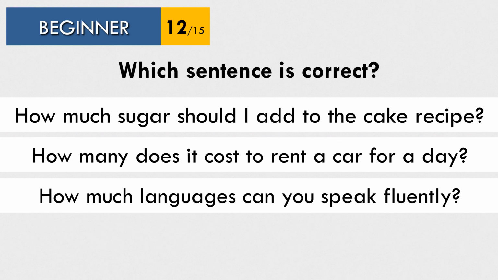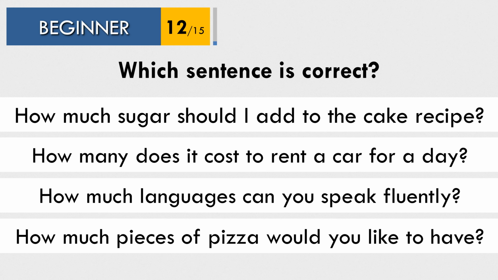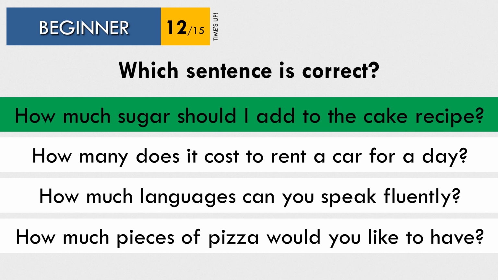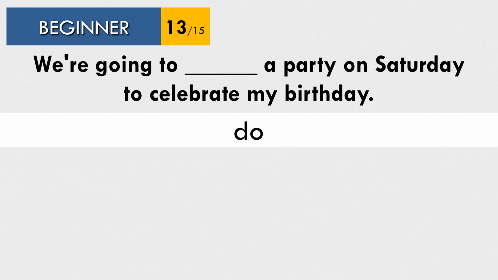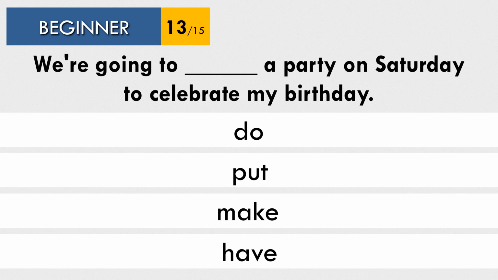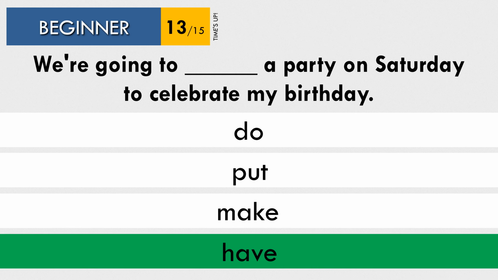Question 12. Which sentence is correct? The correct sentence is, how much sugar should I add to the cake recipe? Question number 13. Choose the correct verb to complete the sentence. The correct answer is have. We're going to have a party on Saturday to celebrate my birthday.